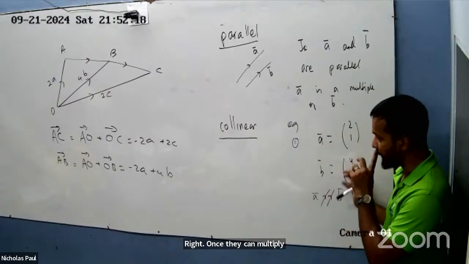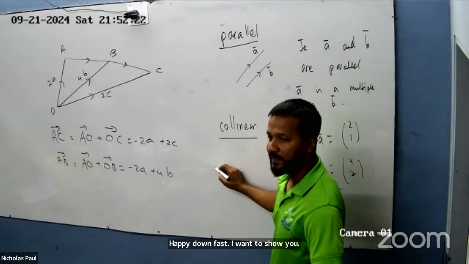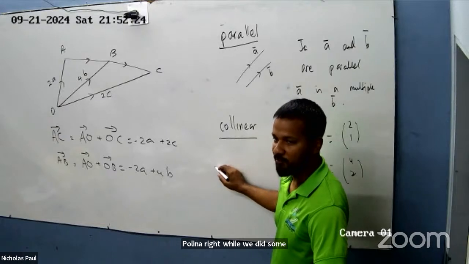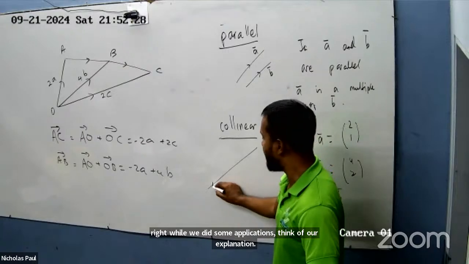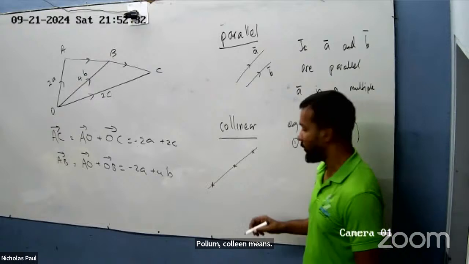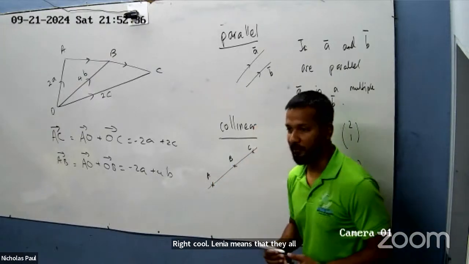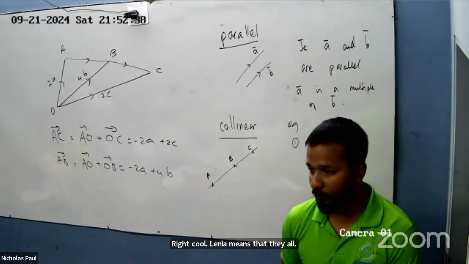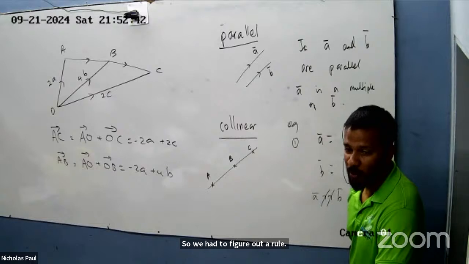Copy down fast. I want to show you collinear, right? While you're waiting, tell me if you can think of an explanation for collinear. Collinear simply means that they're all on a straight line. Right? Collinear means that they're all on a straight line. So we had to figure out a rule that will help us prove collinear. Right?